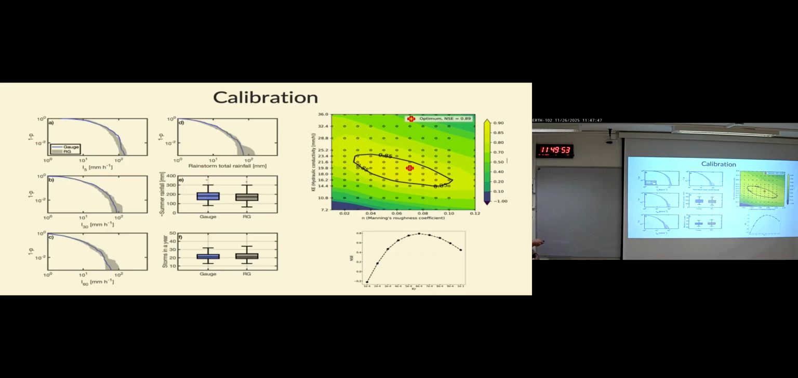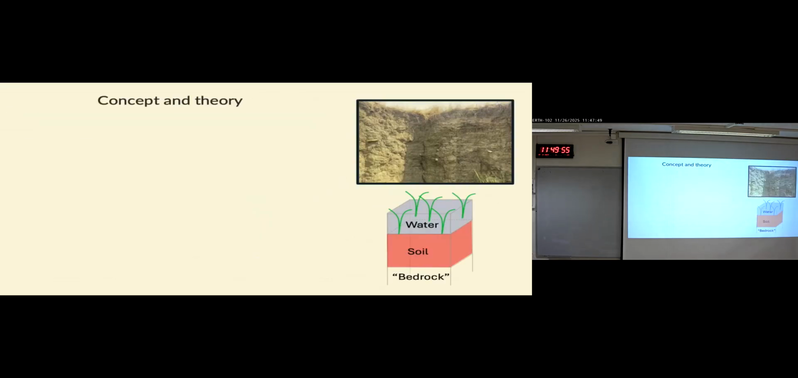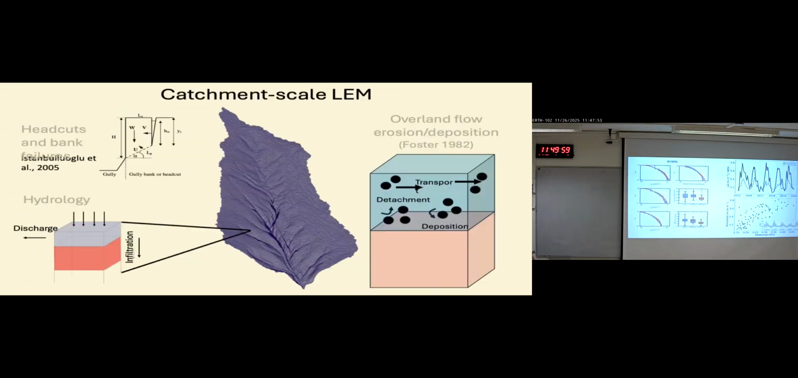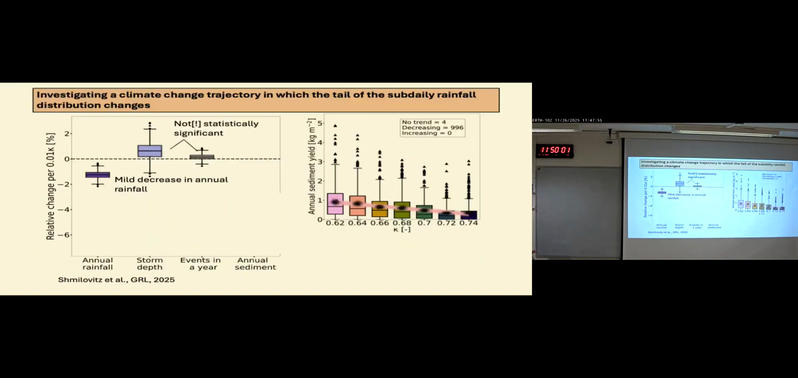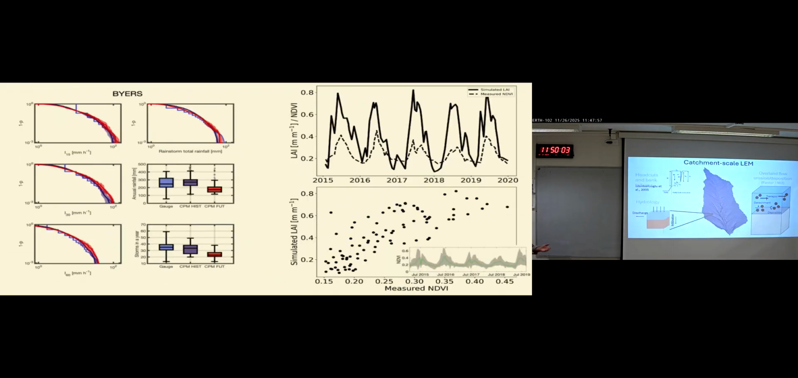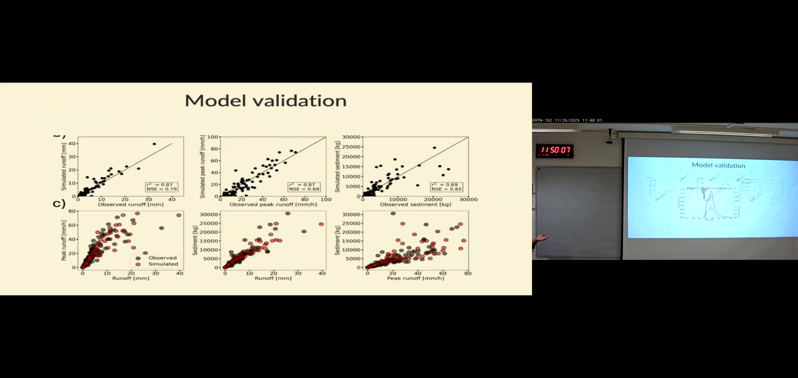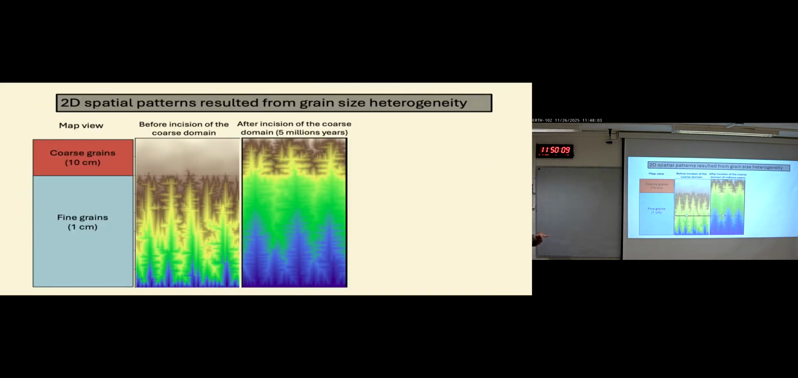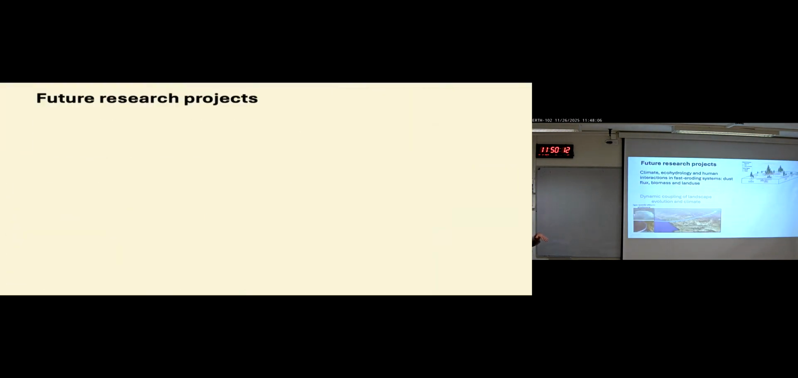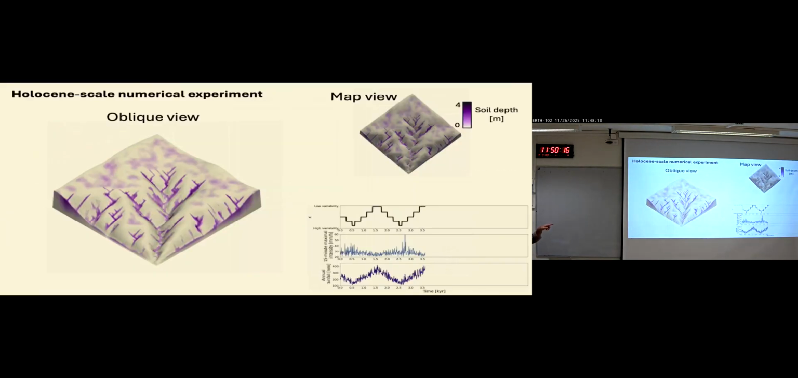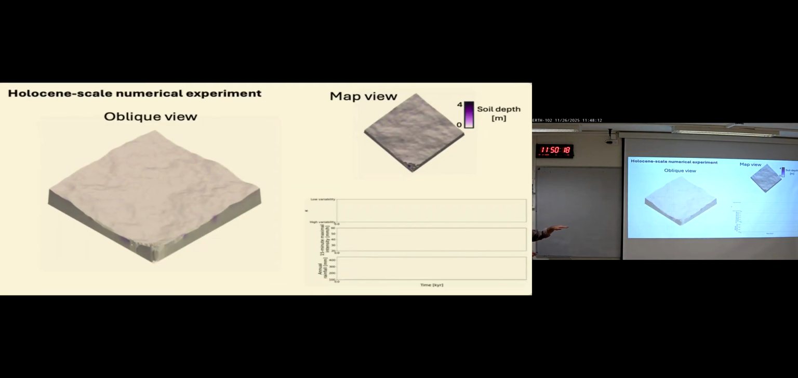For the catchment case, it's actually not very sensitive to the initial condition, as it's associated with base level lowering. So we assume the catchment is kind of smooth at the beginning, and then all the action takes place because of the base level lowering rate.